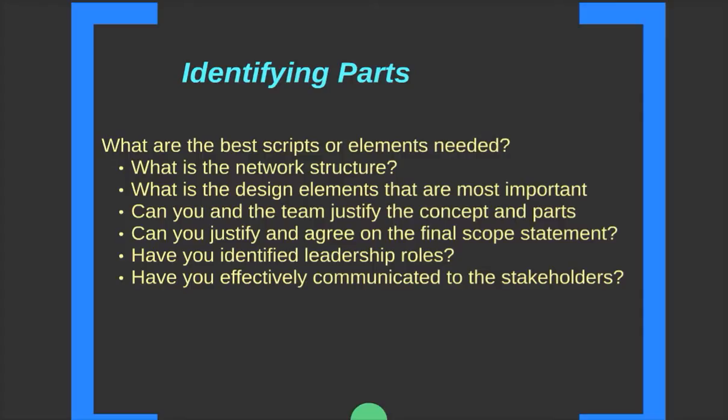What are the design elements that are most important that you guys should be working in? If you're working on an agile flow methodology, making sure that all these parts are going to meet up when they need to at the milestones. This is something you're going to have to think about deeply as well. You can't let one part lag and another succeed. Make sure the team can justify all these parts. Make sure they can justify the concept and the scope. Make sure you all agree on the scope.